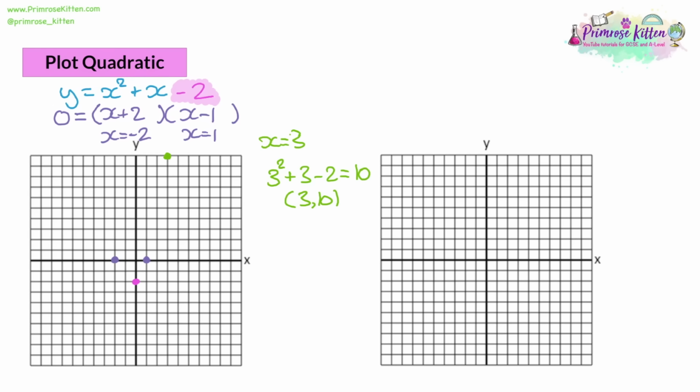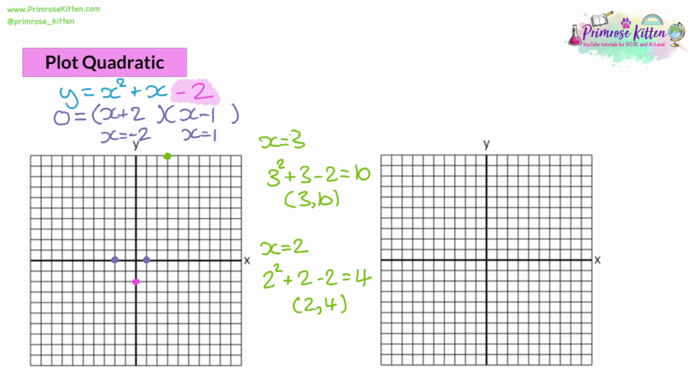Now, once you've got these, you can then have a think about, well, what else do I need to substitute? So we can see we've got -2, 0, 1, 3. We don't have 2. So you might want to substitute 2 in and see what that gives us. So 2 squared plus 2 minus 2. That's going to give us 4. So that'll be the coordinate 2, 4.